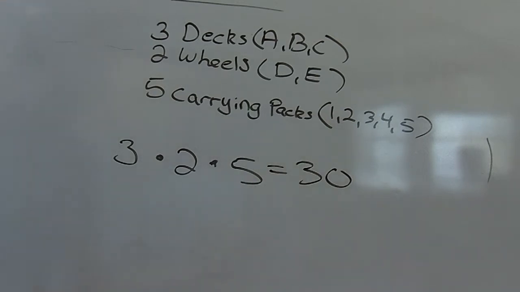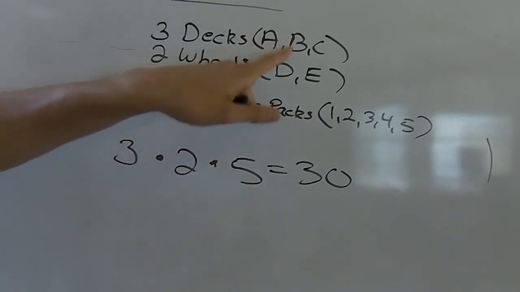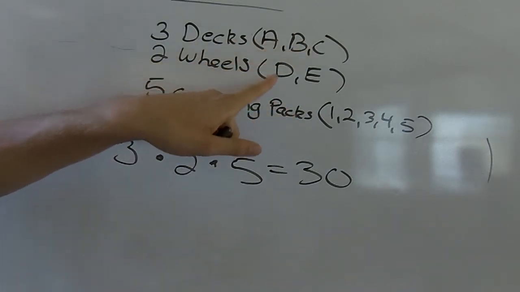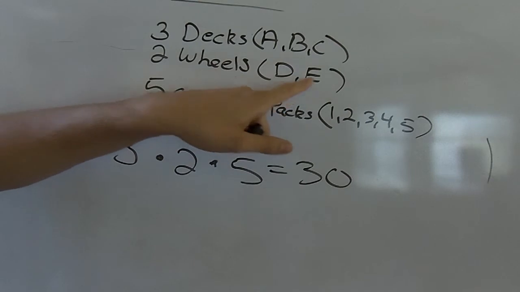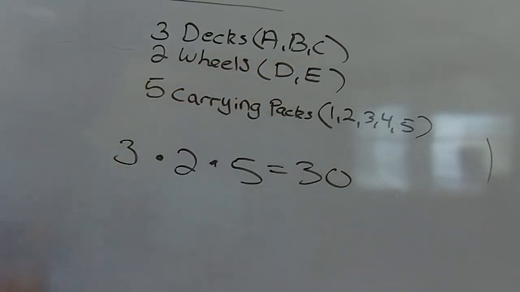So just to explain it one more time with a little visual aid, the 3 times 2 represents the decks and wheels. You multiply that together, you get the 6 total outcomes, because each deck can be matched with each wheel. So A can be matched with D and E, B can be matched with D and E, C can be matched with D and E. So there's a total of 6 outcomes there. So you have like outcome 1, 2, 3, 4, 5, and 6.